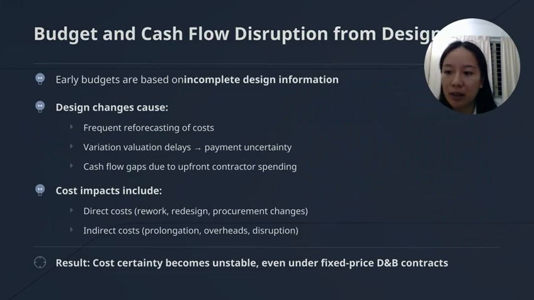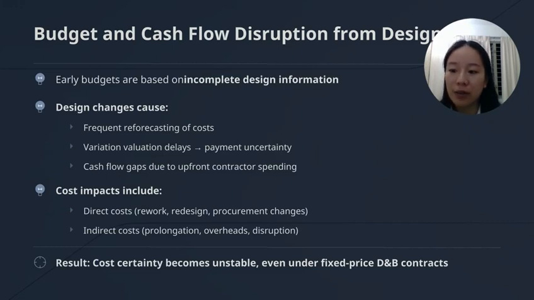One key effect of design changes is budget disorder. In D&B, the budget is often fixed early, but when the design changes, the team must reforecast the budget and value the variation again. If approvals and valuations are slow, contractors can face cash flow gaps.